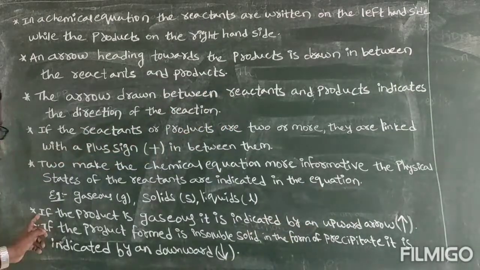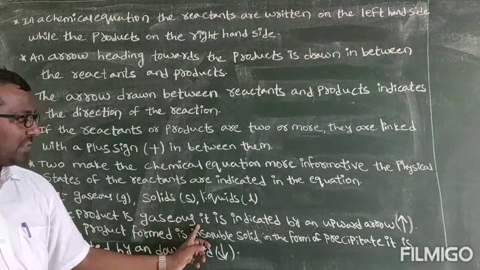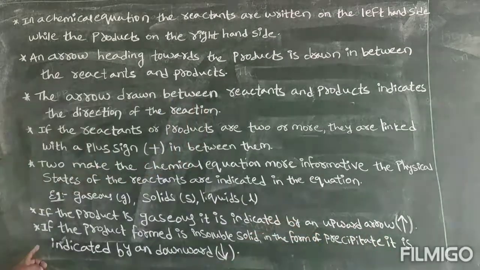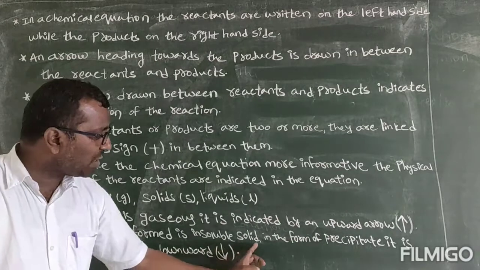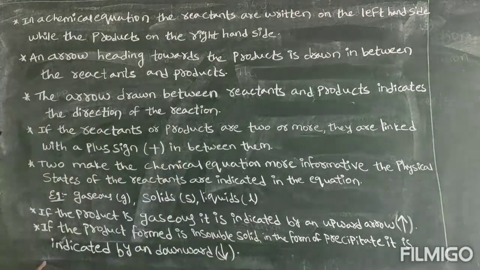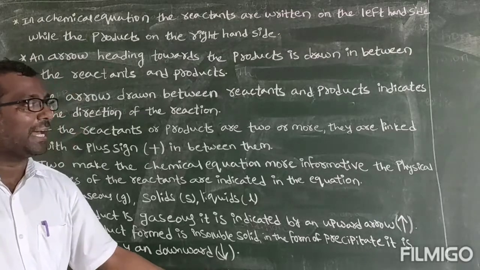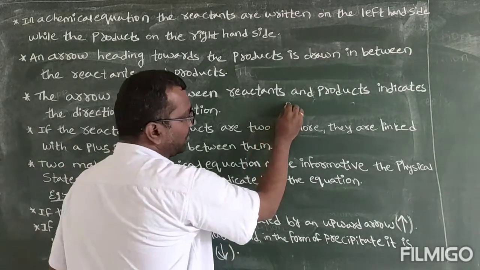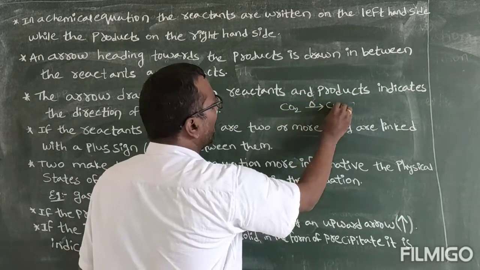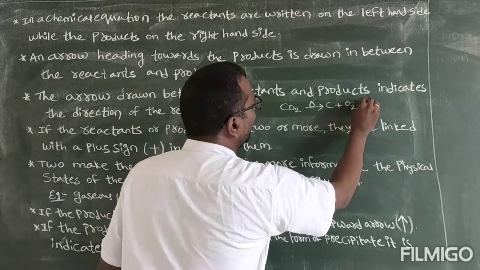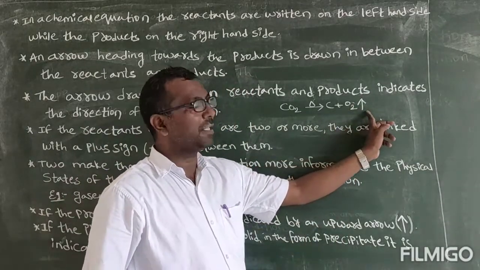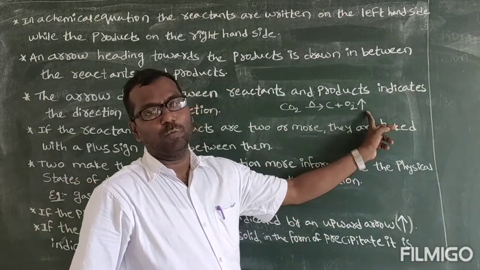Next, if the product is a gaseous one, it is indicated by an upward arrow. If the product formed is an insoluble solid in the form of a precipitate, it is indicated by a downward arrow. Suppose you take carbon dioxide decomposes to carbon plus oxygen. Here oxygen is a gas, so it is indicated by the upward arrow.